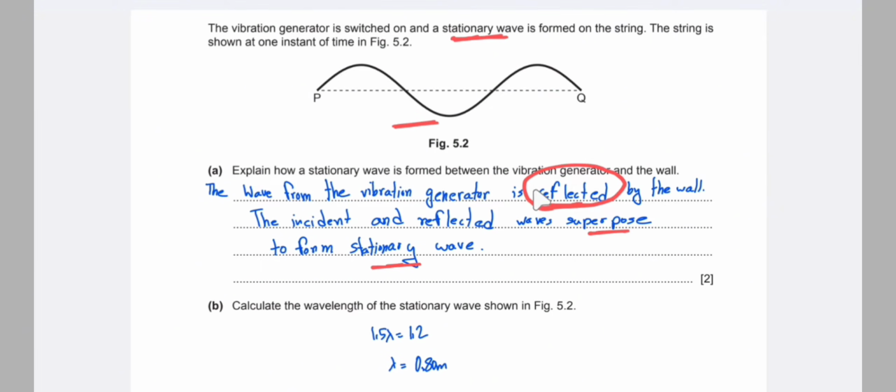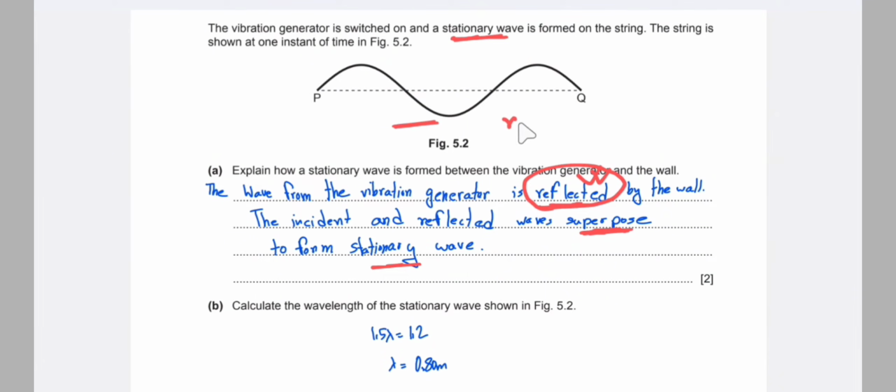You have to remember that the wave is reflected by the wall, and since it is reflected, the incident wave and the reflected wave superimpose to form the stationary wave. And what is superposition? The principle of superposition states that when two or more waves meet at a point, the resultant displacement at that point is equal to the sum of the individual displacements of the individual waves at that point.